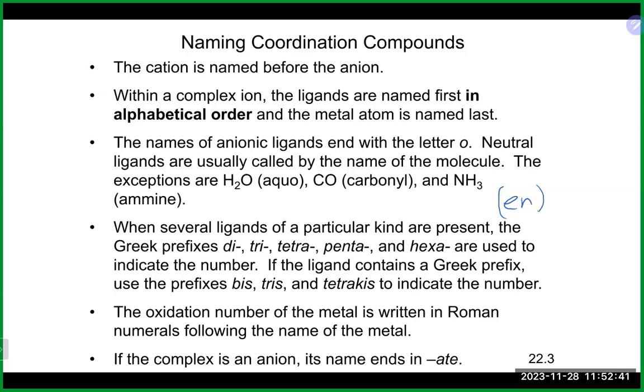Lastly, if the complex ion part is negative, you're going to roll with the old school name that ends in -ate. So instead of iron, it'll be ferrate. Instead of copper, it'll be cuprate, plumbate for lead, and so forth. If the complex ion is positive, you'll just roll with the regular name like iron, copper, and so on.